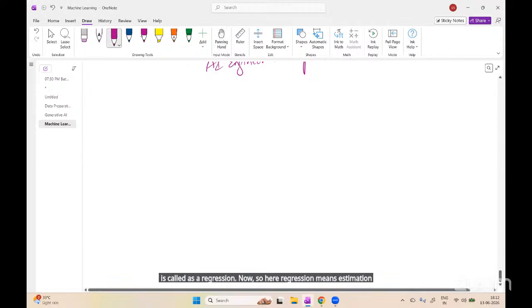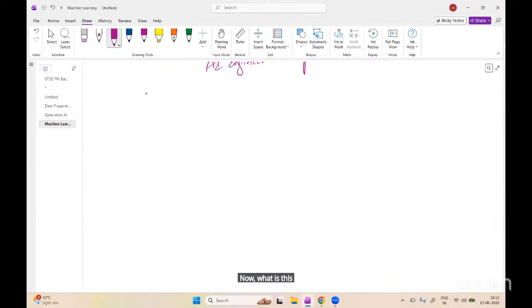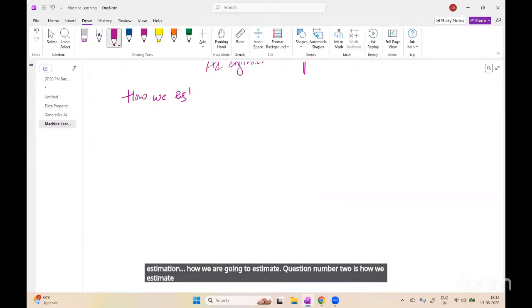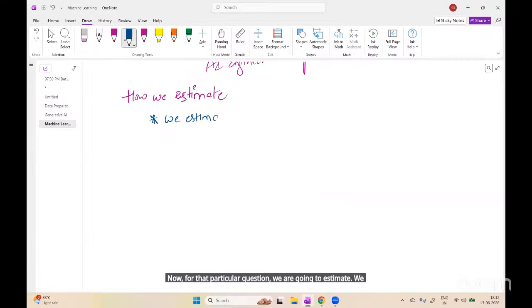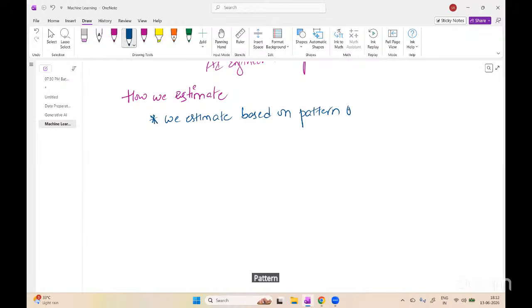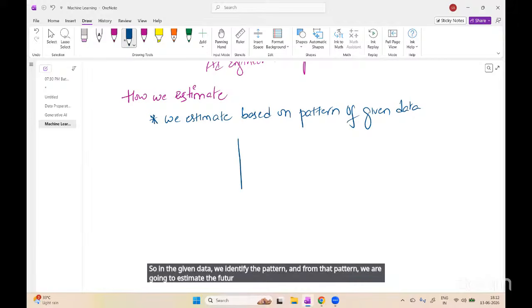Now, how are we going to estimate? Question number 2 is how we estimate. That is the question. For that particular question, we estimate based on the pattern of given data. So in the given data, we'll identify the pattern, and from that pattern, we are going to estimate the futuristic data.